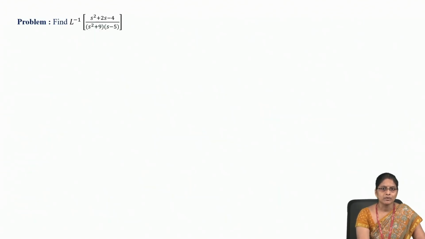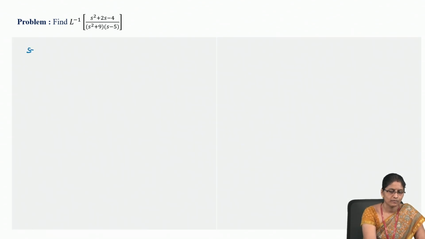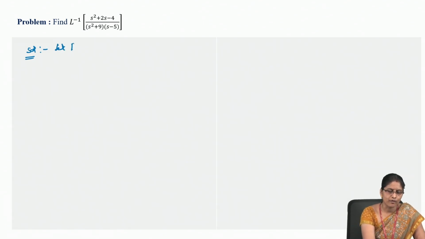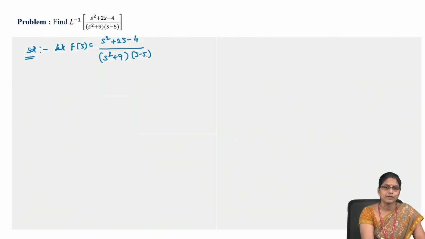See another example. This is also related to the linearity property. L inverse of f of s is given. First we have to note down the f of s value. Let f of s is equal to (s square plus 2s minus 4) by (s square plus 9) into (s minus 5). Resolve it into partial fractions.